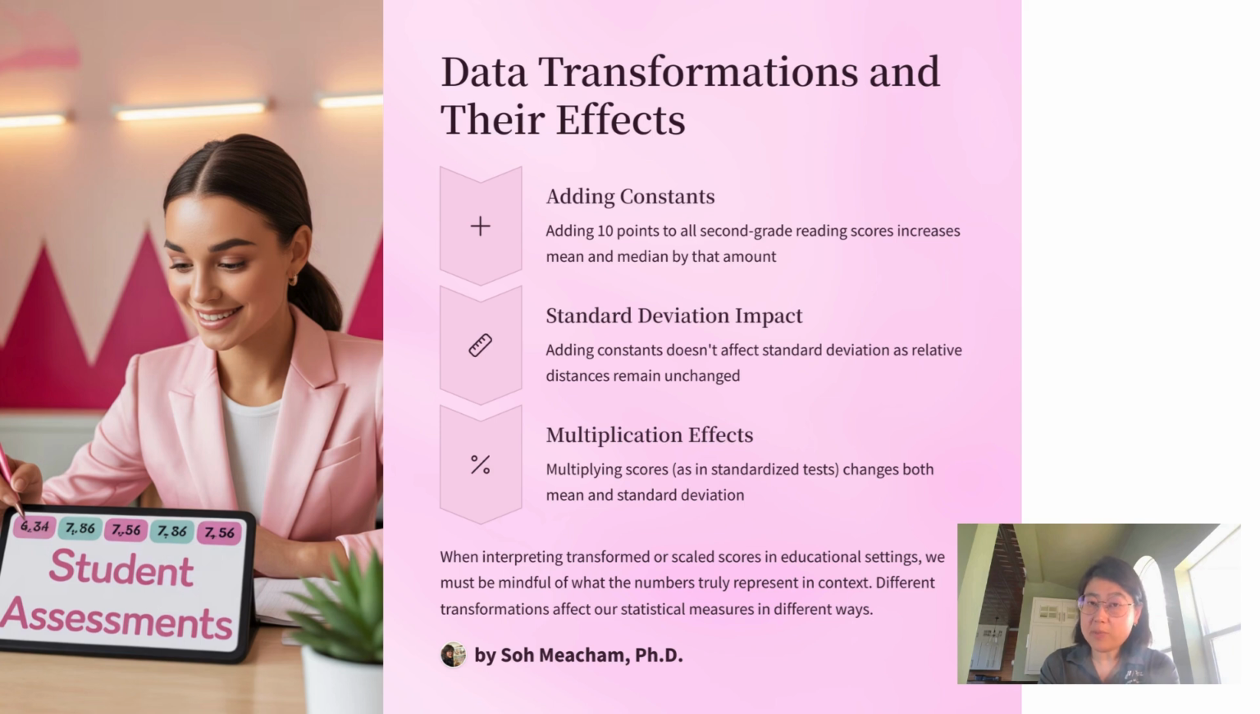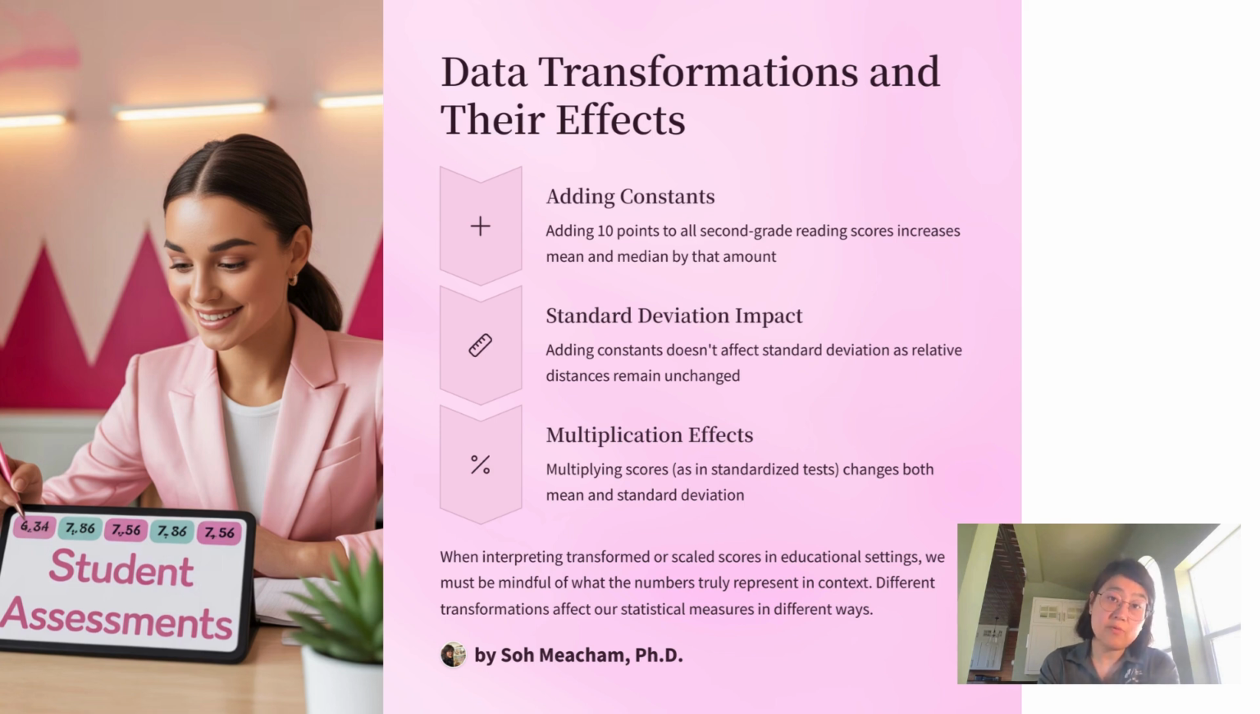Let's talk about transformations and how they affect our data. Say you're evaluating the progress of a small reading group in second grade, and you decide to add 10 points to everyone's score because the original test was too hard. This is called a linear transformation. Adding a constant to all scores increases the mean and the median by that amount, but it does not affect the standard deviation or variance. That's because everyone's distance from each other remains the same.